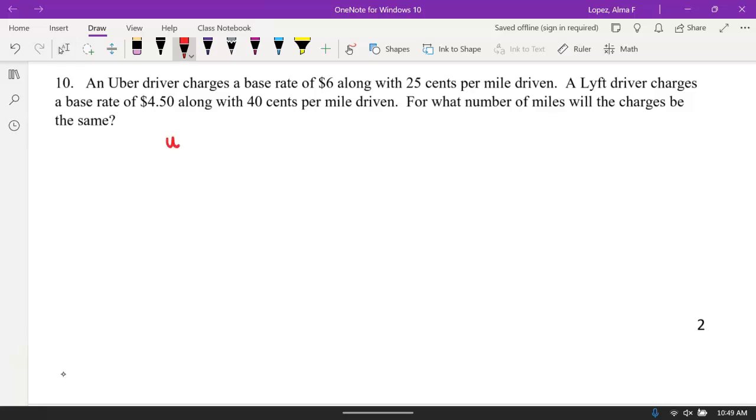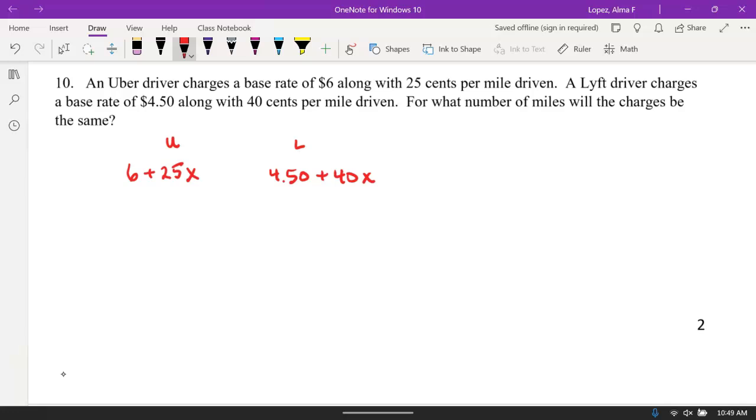Let's just start by writing what Uber charges and what Lyft charges right next to each other, because they're comparing something. The Uber driver charges you $6 when you get into the cab, and then they charge you 25 cents per mile. Since I don't know the number of miles we're looking for, or that happened on the trip, we're going to call that X. Now, the Lyft driver charges $4.50 as a base rate when you sit in the car, and they charge you 40 cents for every mile that they drive.